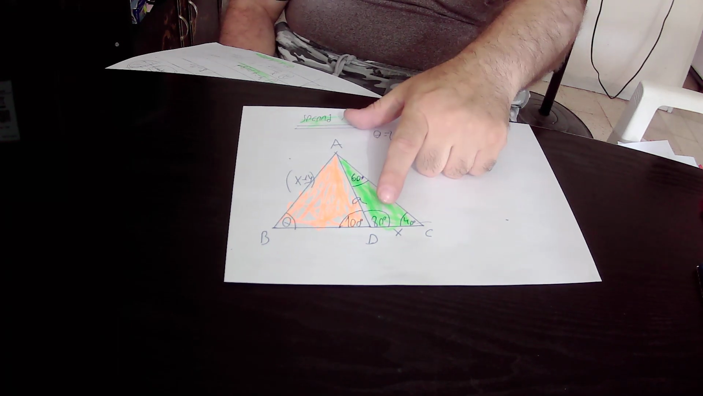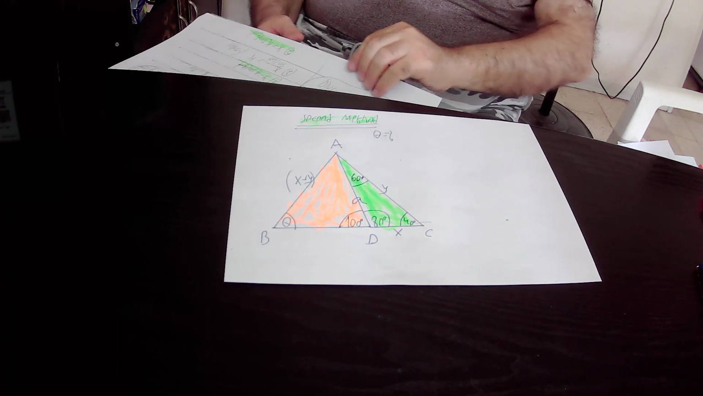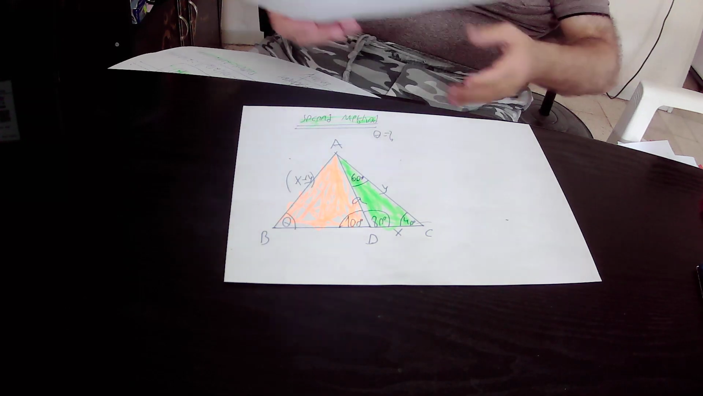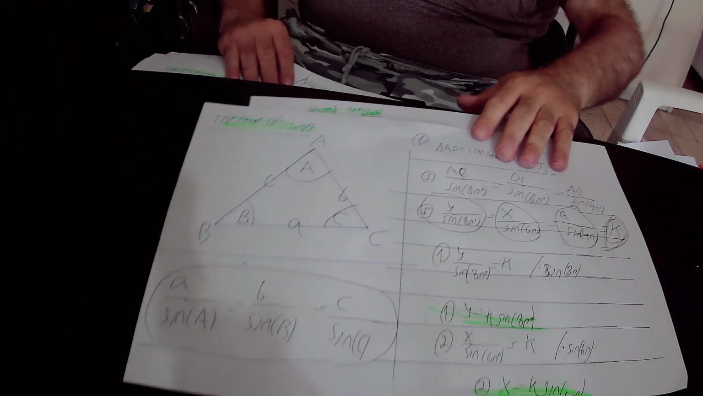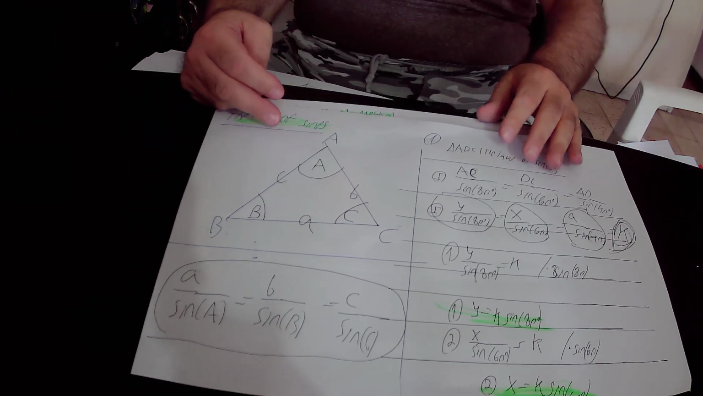Then we define side AD as A, and then I presented to you the law of sines. The law of sines is true in any triangle, so this is triangle ABC that could be any triangle.